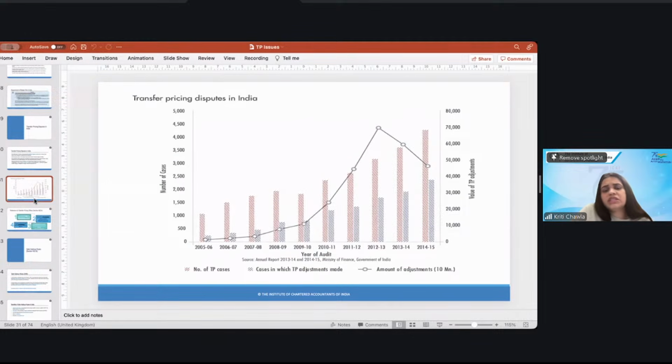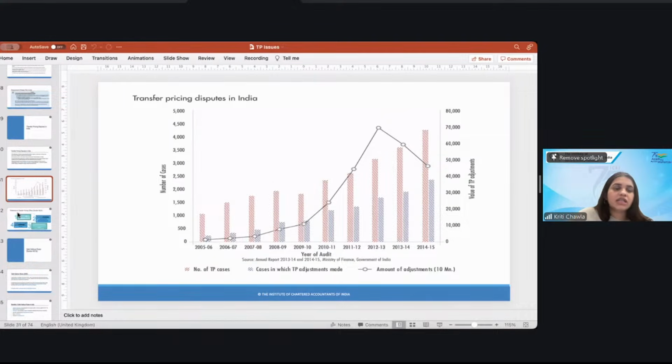This is an old stat that is presented here, but it shows how in 2012, 2013, the transfer pricing disputes that we had in India were the highest. And this is the reason, because a lot of cases were stuck with the traditional mechanism. There was a need to introduce an alternate dispute resolution mechanism in India. And that is what we will be discussing today. So there are two things that we will be discussing today. One is something called safe harbor rules. And the next thing that we'll discuss today is something called APAs, Advance Pricing Agreements.